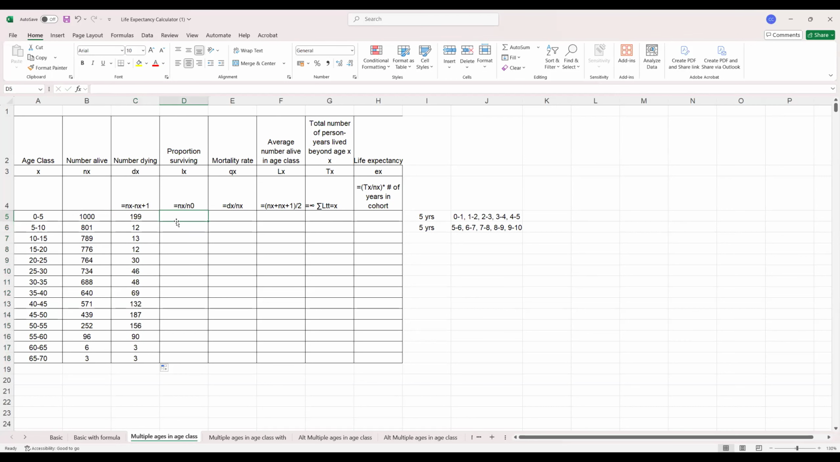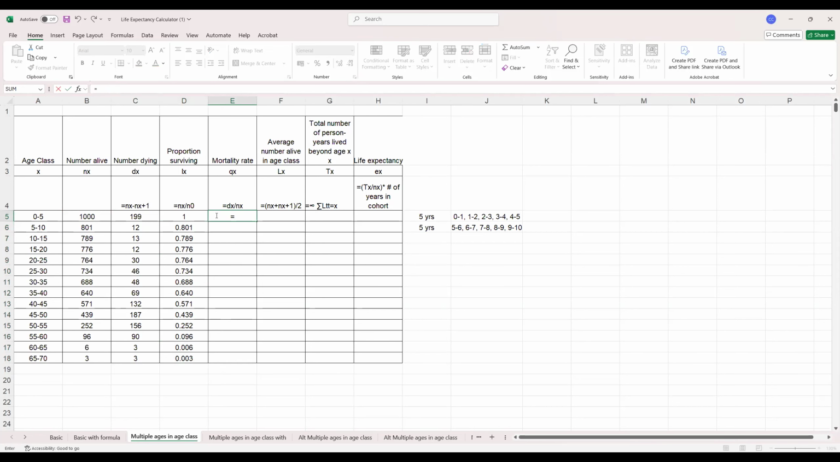Okay? And then proportion surviving, n sub x divided by n sub 0, which is kung gaano sila kadami nung pinanganak sila, which is also the first one, kaya laging 1 or 100% yung first row nito. So again, 801 divided by 1,000. So don't forget your dollar signs para pwede tayong mag-drag down or mag-copy-paste. Okay, check kung pare-parehong 3 decimal places. Kung hindi, pwedeng i-adjust using these buttons at the top.